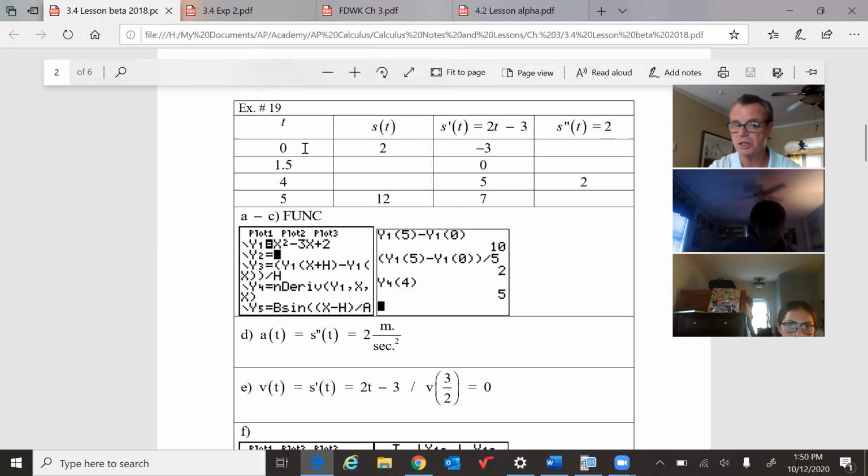Cover-up method for the position. At time 0, the particle's at -3. I'm sorry, the particle's at 2. Sorry, the particle's at 2. Cover-up method. The velocity is negative, so it's going left.